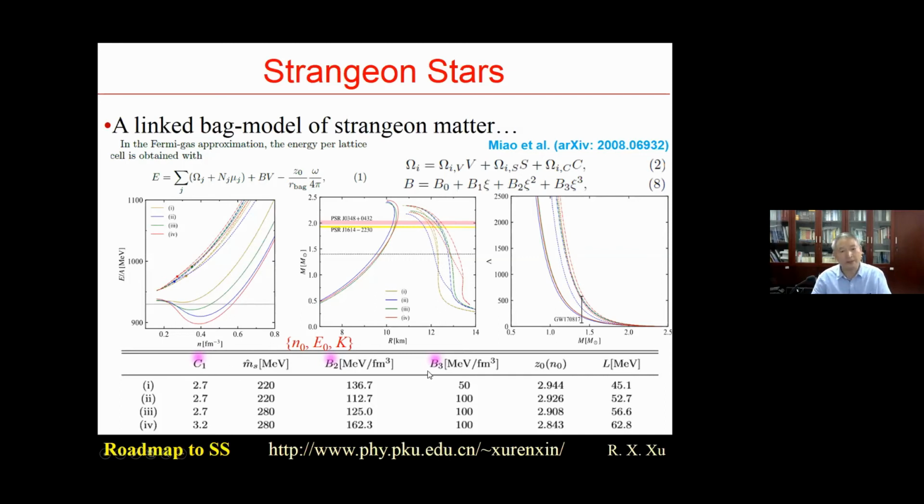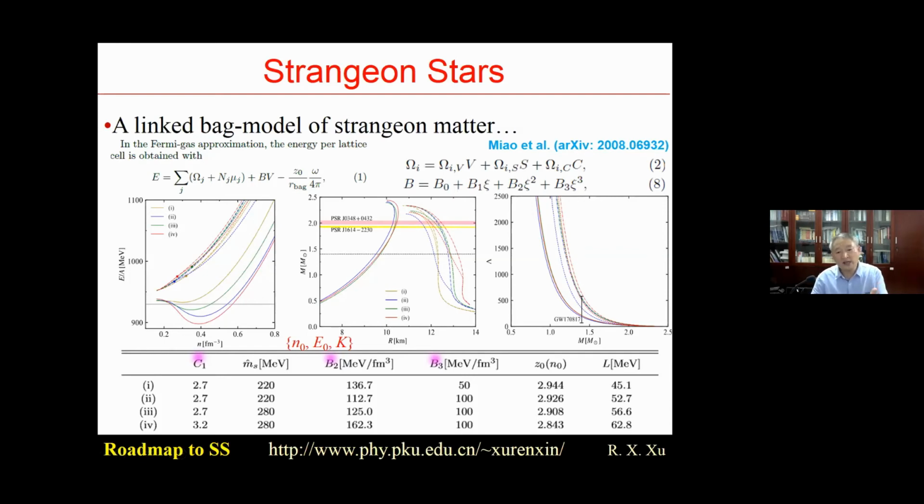And these 3 parameters were calibrated by these 3 observations for nuclear matter, for our normal nuclear matter: the nuclear saturation density, the binding energy of nuclear matter, and also the incompressibility, K. I mean, we choose these 3 model parameters to reproduce these 3 values for nuclear matter.